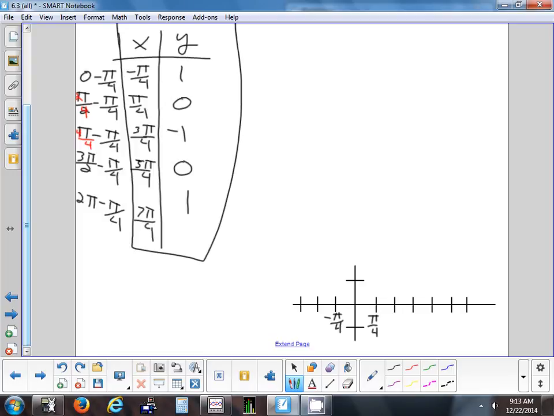What's going to stay the same, Shannon, for a vertical shift? Your x's or your y's? Yeah, x's. Because what's a vertical shift going to do? It's going to move it up or down. So your y values are going to change because you're moving it up or down. All the complicated numbers, all the fractions that had pi in them, they're all going to stay the same.